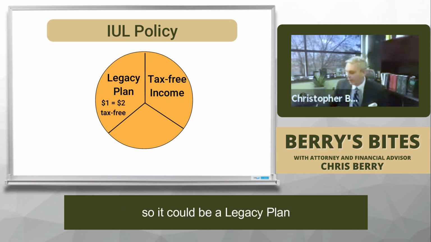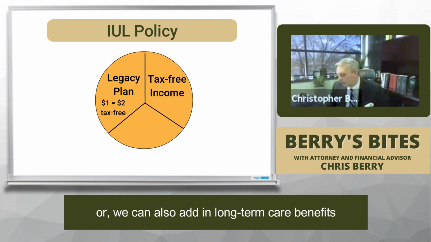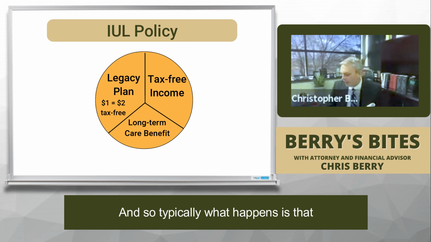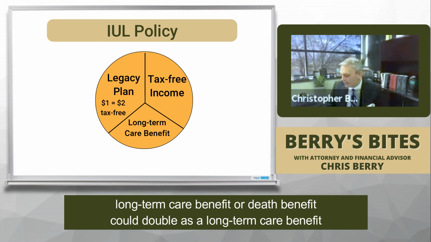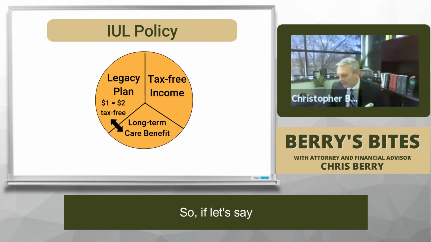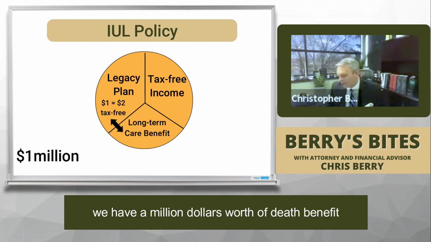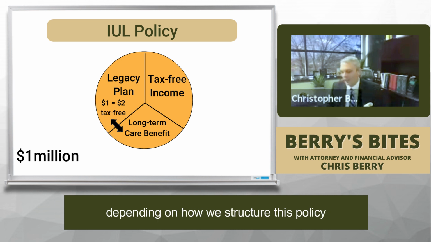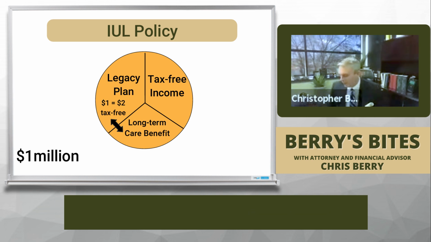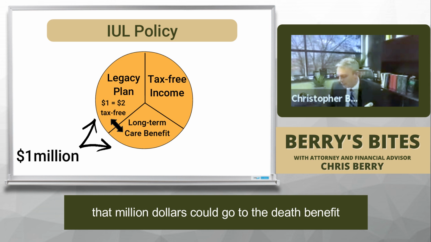So it could be a legacy plan, or we could also add in long-term care benefits. And so typically what happens is that death benefit could double as a long-term care benefit. So if, let's say, we have $1 million worth of death benefit, depending on how we structure this policy, that $1 million could go to the death benefit or the long-term care benefit.